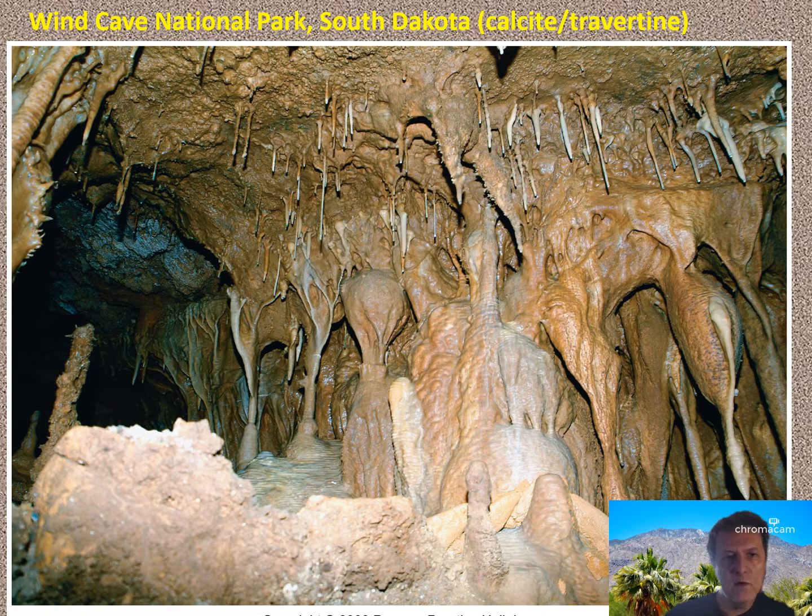We've already talked about caverns. This is the Wind Cave National Park in South Dakota. We'll talk more about caves when we talk about groundwater, but these, as you might know already, little straws or projections hanging from the ceiling are called stalactites. These columns, these speleothems coming from the floor of the cavern, are called stalagmites. This is from, of course, dissolution of calcium carbonate, calcite, by acidic rainwater and groundwater.